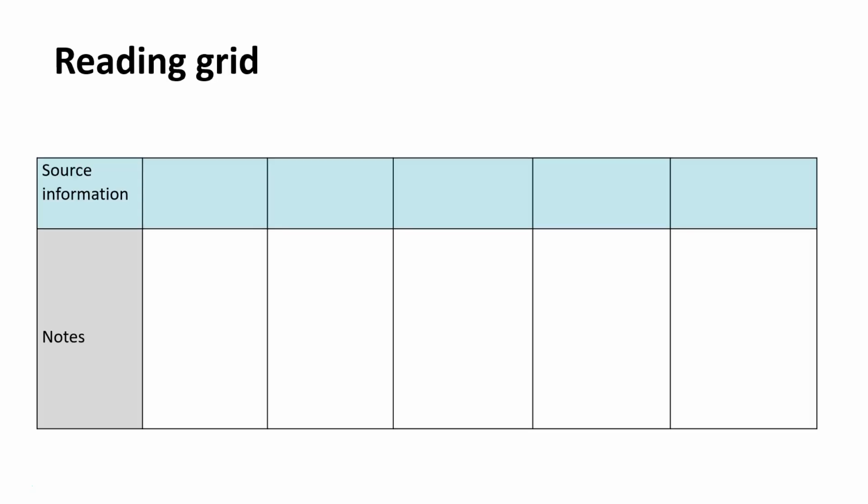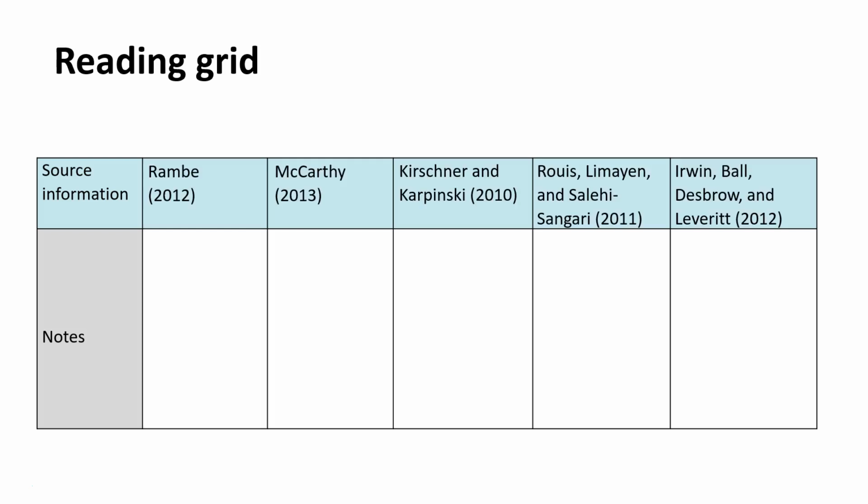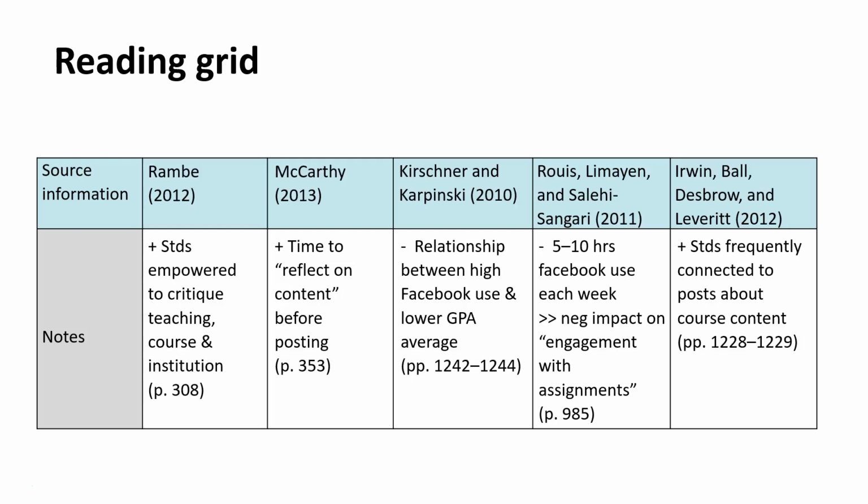A reading grid is useful when you're taking notes from more than one reading. Record the source information on the top and notes about key points of each reading underneath. This helps you to easily locate the findings in each reading. In this reading grid, plus and minus signs are used to show the positive and negative findings. Record the page numbers so that you can return to the point in the reading later.